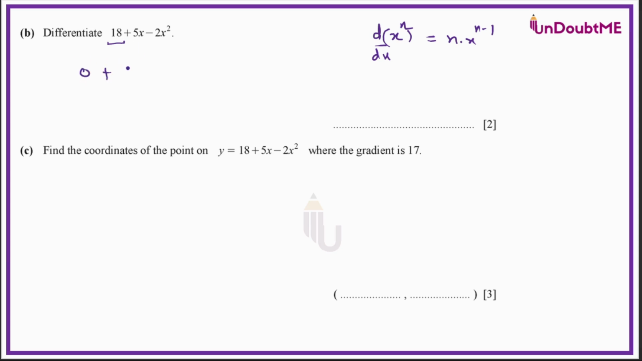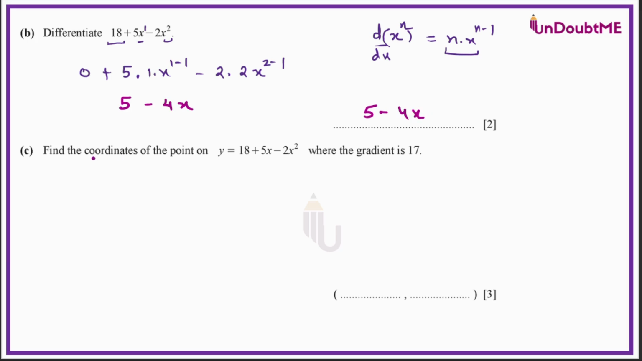Then differentiation of 5x will be 5 times 1 x to the power 1 minus 1. I'm using this formula. Okay, x to the power 1 will be 1 x to the power 1 minus 1. Minus 2 as it is. X square will be written as 2 x to the power 2 minus 1. So it will be 5 x to the power 0 is 1, so it will be just 5 minus 4x. So 5 minus 4x is the differentiation.